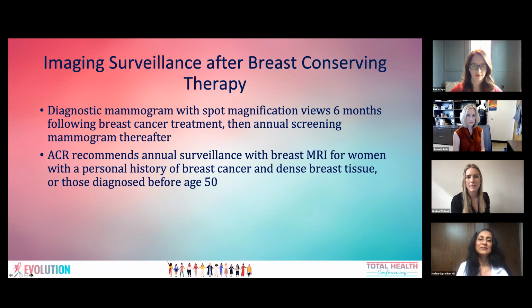The recommended surveillance for women after breast conservation therapy is a diagnostic mammogram approximately 6 months after breast cancer treatment is finalized, and then annual screening mammogram thereafter. The American College of Radiology does recommend annual surveillance with breast MRI for women who have a personal history of breast cancer and dense breast tissue, or those diagnosed before age 50. So our patient does fit within that recommendation and can undergo supplemental breast MRI screening if she desires.